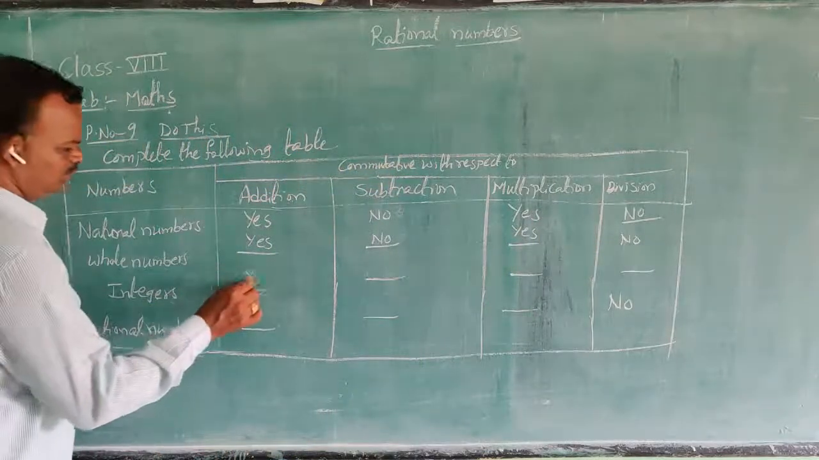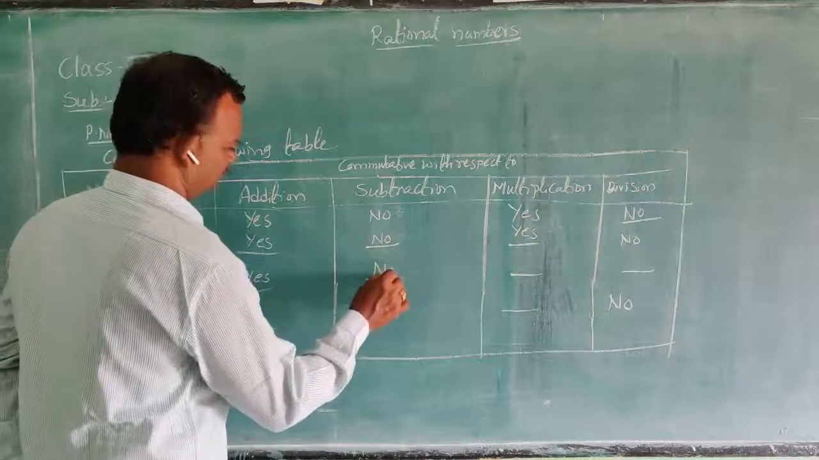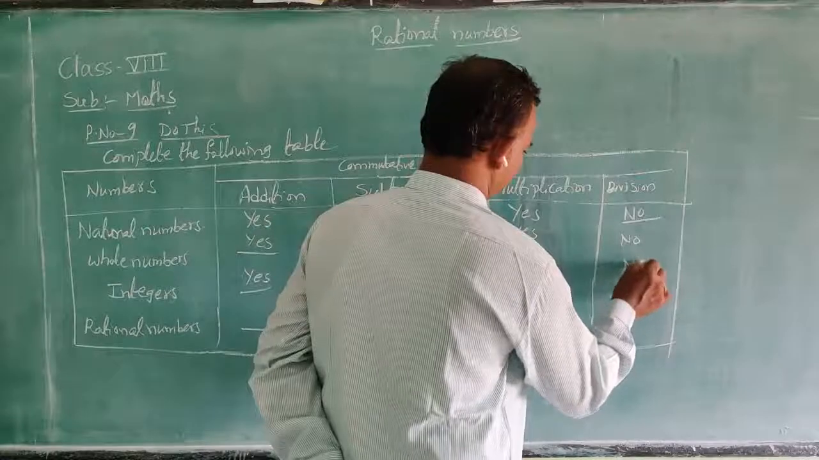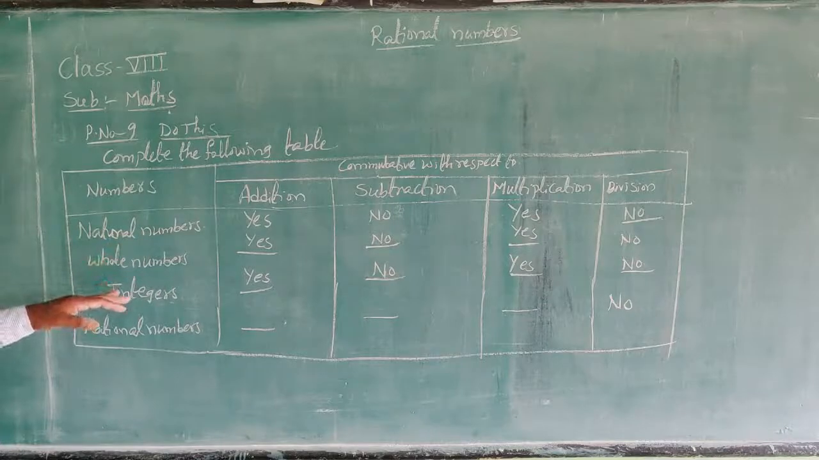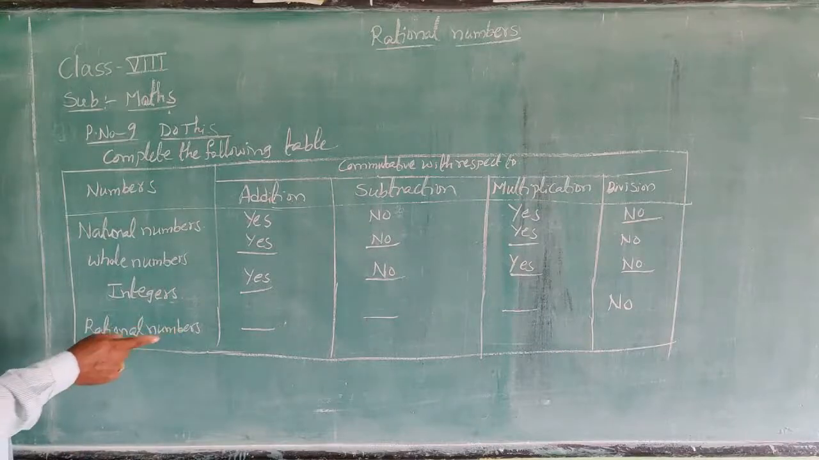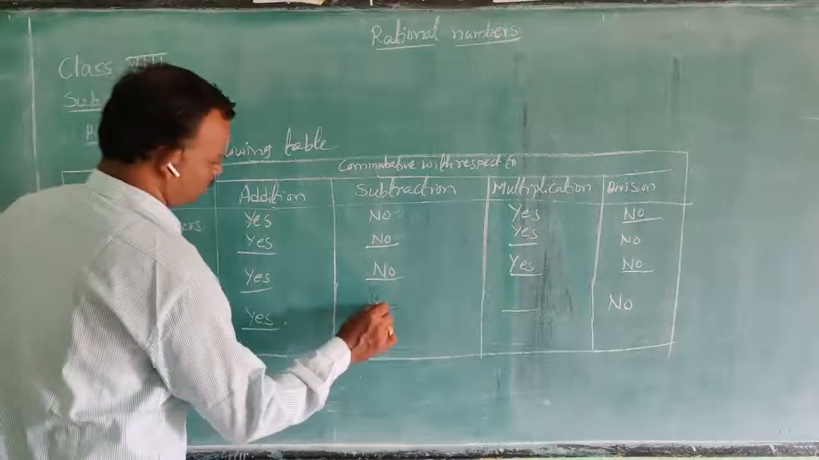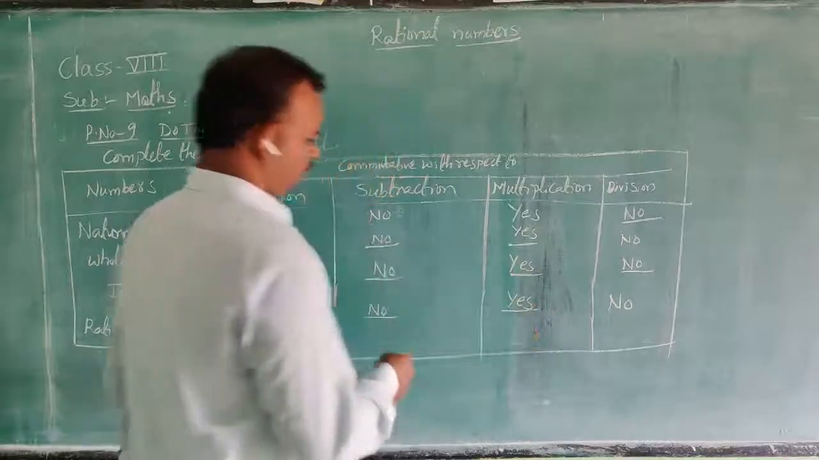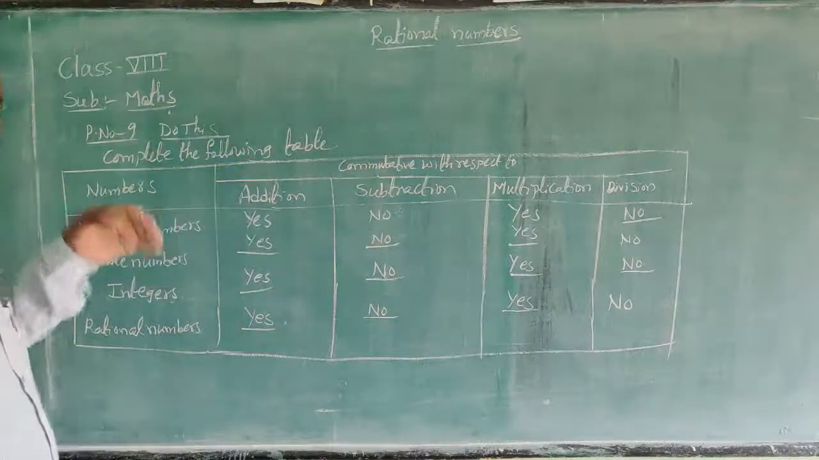For integers, addition is yes, subtraction is no, multiplication is yes, division is no. Already we will write the previous tables for whole numbers and integers. We will write addition, subtraction, multiplication and division. We will write the examples also. For rational numbers, addition is yes, subtraction is no, and multiplication is yes. We will verify the results for addition, subtraction, multiplication, division in the previous examples.